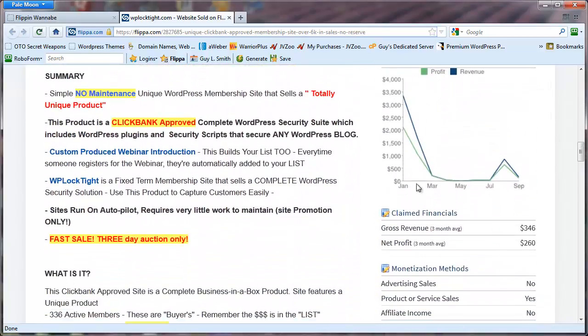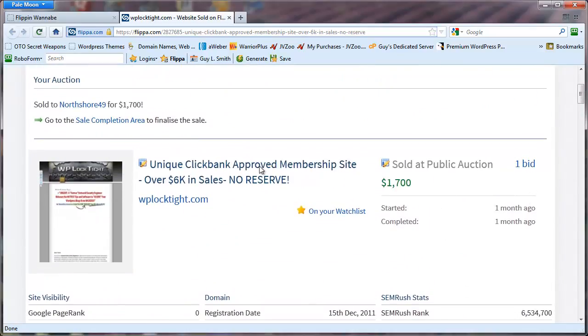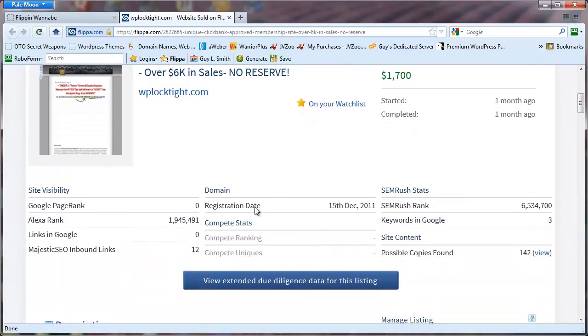But let me tell you, this graph, diving off this cliff and doing this flat line right here is a big negative. So, I was very happy to get the $1,700 out of the site. Now, it's a great money-making site. All someone has to do is promote it. And the person I sold it to, I showed them exactly what to do to promote the site.